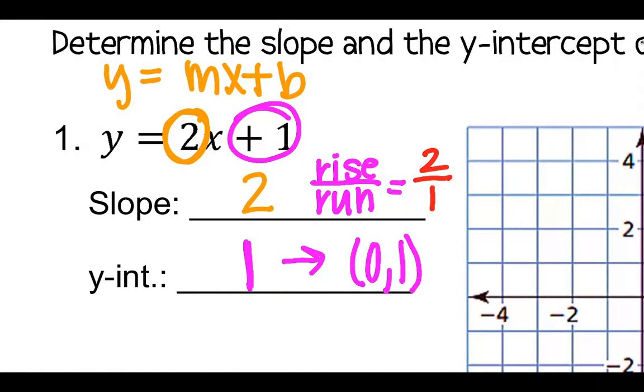And this is why I was so adamant about making you turn everything into fractions and not decimals, because with slope, it's rise over run. And if you've got some sort of decimal, you will have no idea what the rise and what the run is. You have to have that fraction. So now we're going to graph it.